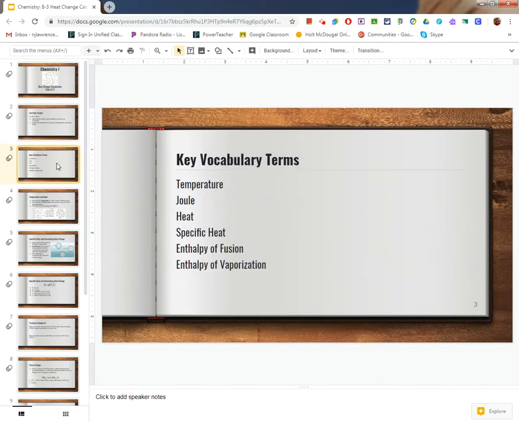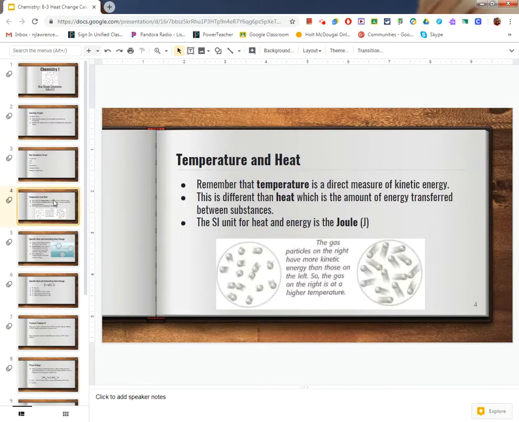Like I mentioned in a previous video, this is a very heavy vocab unit, so pay attention to the following vocabulary terms as I cover them in the slides. Make sure you're doing your homework, memorizing these, and getting on Quizlet to get these down pat. As we get started, you will need a calculator, a pencil, and your notes because we will be doing some more practice problems.